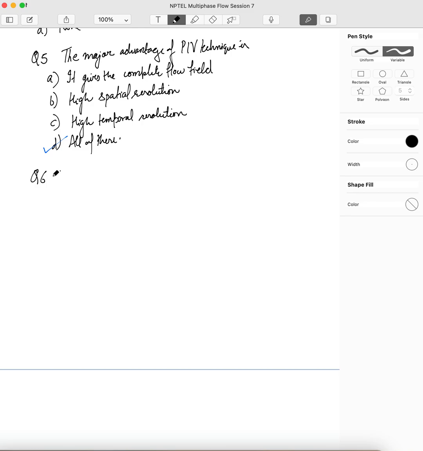The next question is, what kind of tracer is used in RPT, radioactive particle tracking?